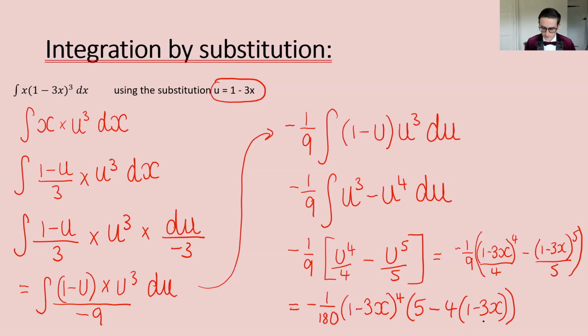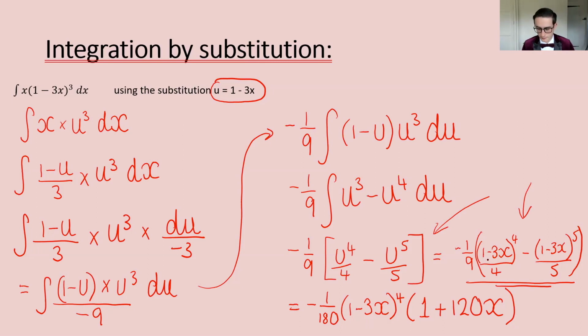This can actually be expanded and tidied up as well. And there we go. So at this stage, you'd actually done the integration. Then here it's putting it back in terms of x. And then the tricky bit was actually factorizing it all, taking out the highest common factor of 1 minus 3x to the 4, and then dealing with the fraction. The integration is actually completed by here.